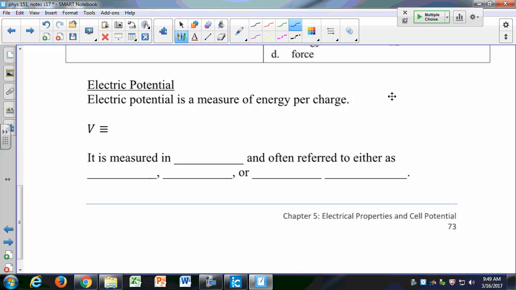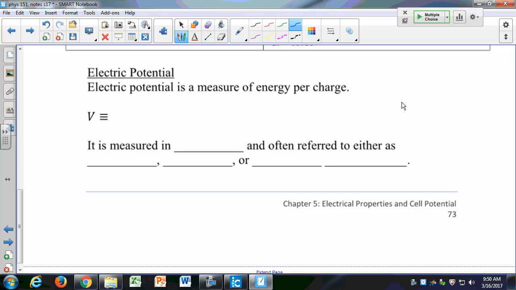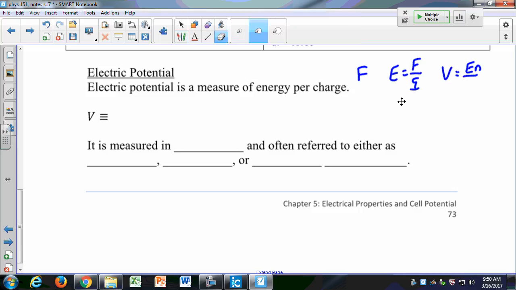All right, so electric potential is a measure of energy per charge. We've got forces, we've got fields, or forces per charge, and now we're going to have potentials, which are energy. Let's write it as U. Potential is U per charge, electric potential energy. So we define our potential as V equals U divided by Q. It's measured in volts.